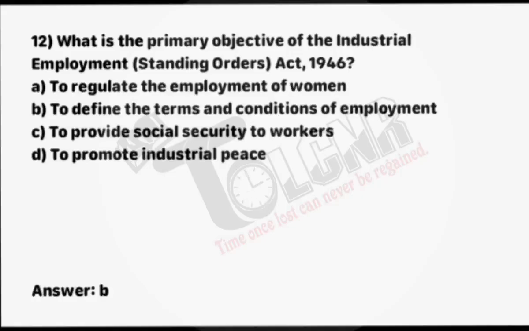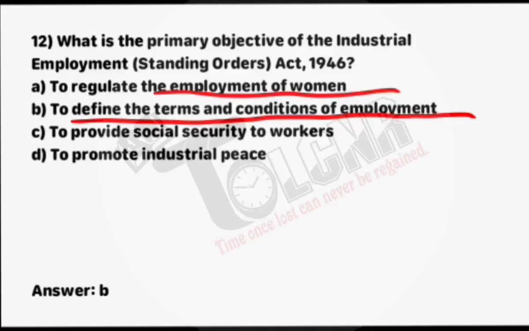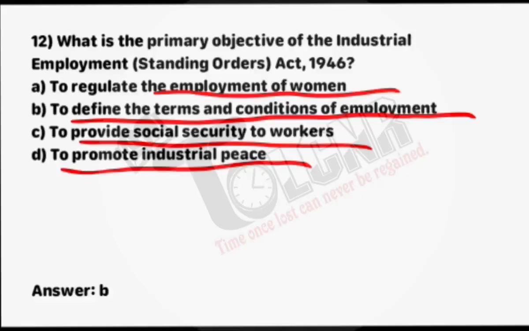Next question, what is the primary objective of the Industrial Employment Standing Orders Act 1946? Option A, to regulate the employment of women. Option B, to define the terms and conditions of employment. And option C, to provide social security to workers. And option D, to promote industrial peace. Option B is correct, to define the terms and conditions of employment is the primary objective of the Industrial Employment Standing Orders Act 1946, right?